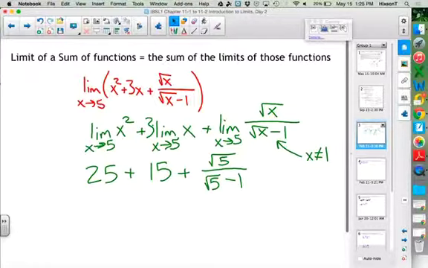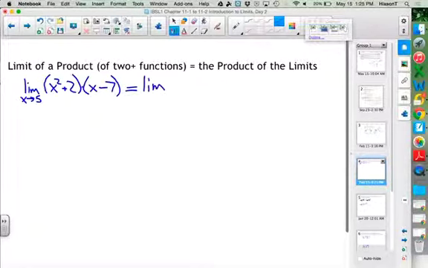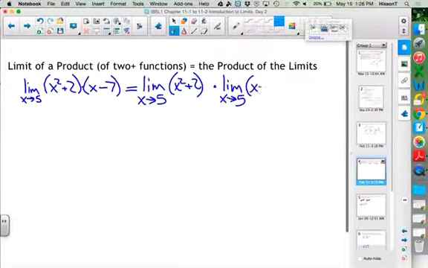Alright, here's another one. We had the limit of a sum, now the limit of a product. And this works no matter how many functions are involved. The limit of a product is the product of the limits. So I could rewrite this as the limit as x approaches 5 of this first function, x squared plus 2, times the limit as x approaches 5 of the second function, x minus 7.